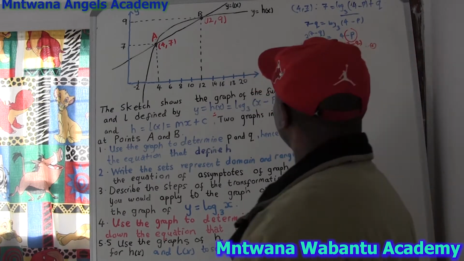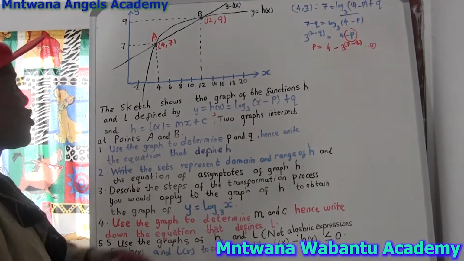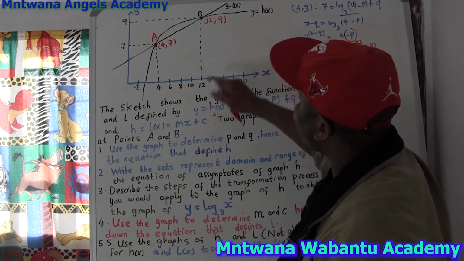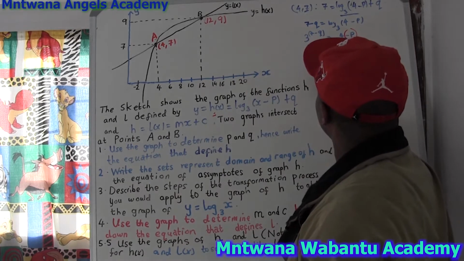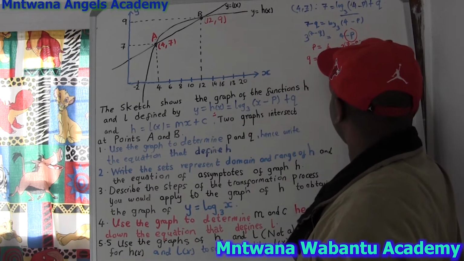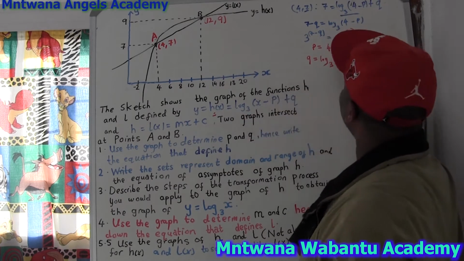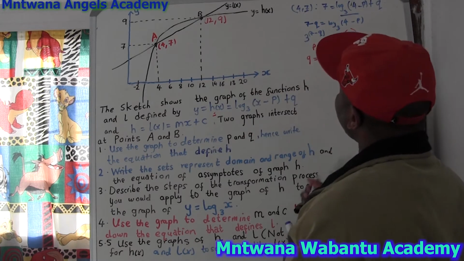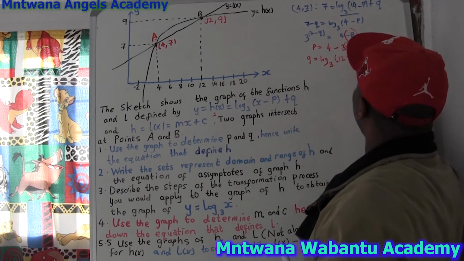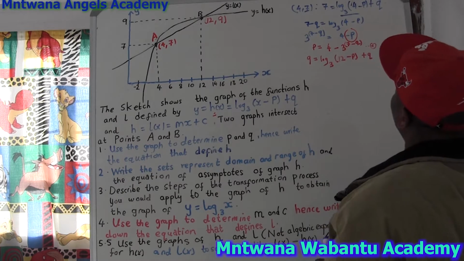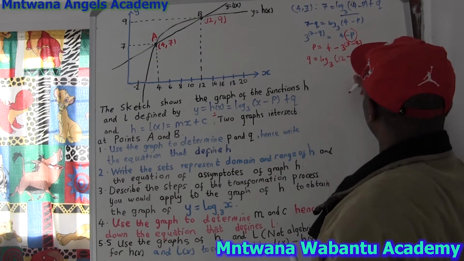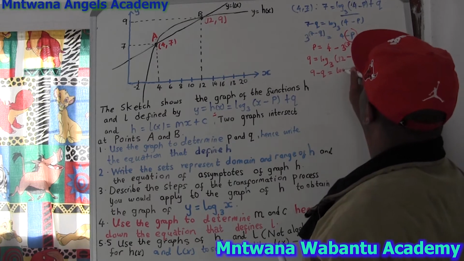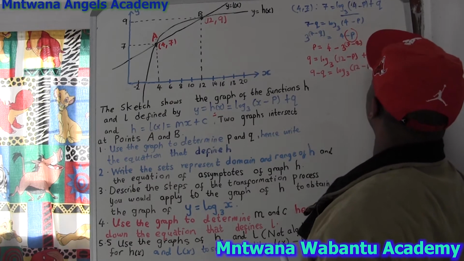I'm going to do the same approach for these coordinates, because those coordinates also rely on the logarithmic function. So y equals 9. Here I say 9 equals log base 3 of, in brackets, x is 12, so 12 minus p, and then plus q. We do the same thing: this q comes over, so it becomes 9 minus q, and here we're left with log base 3 of 12 minus p.